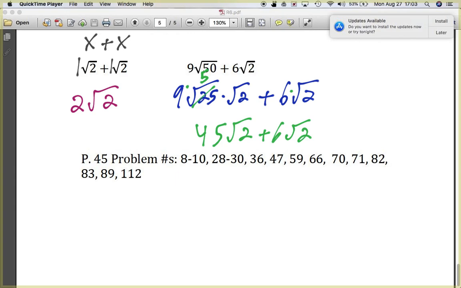Notice then that my radicals are the same. If they're the same, just like they were over here, I had 1 plus 1. Now I have 45 plus 6, which would equal a nice 51.